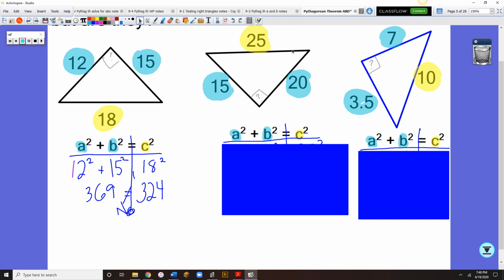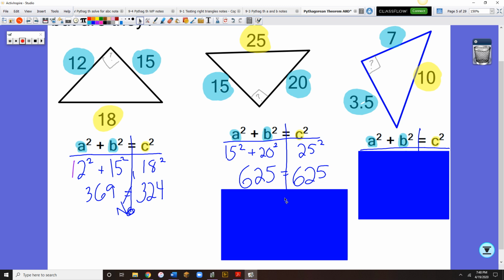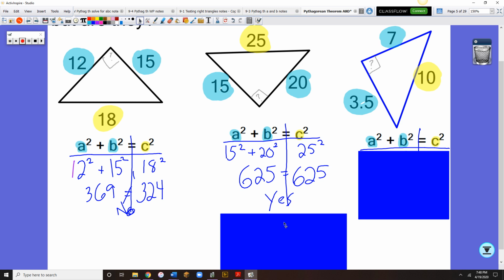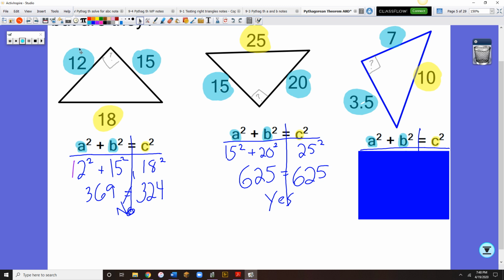Let's move to the middle example. 25 is the largest number, so that is the C. Subbing in, I've got 15 squared plus 20 squared on the left-hand side, and I've got 25 squared on the right-hand side. Well, both sides come out 625 when I put them in the calculator. So that means yes, this actually is a right triangle here in the middle. So this one was not, but this one is.